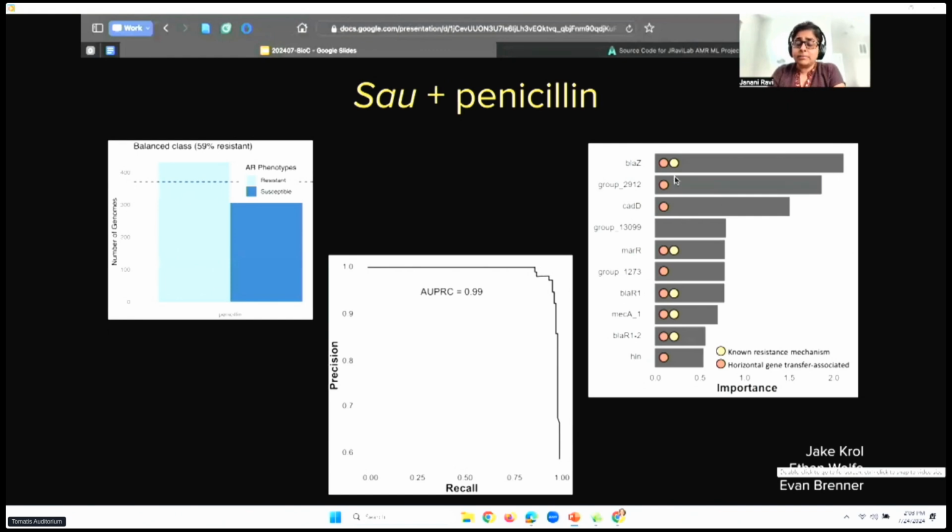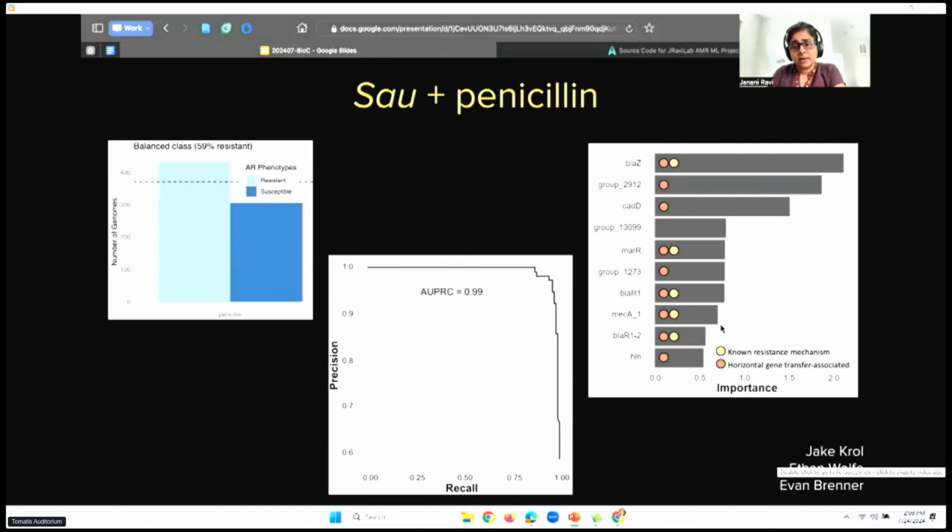And we were pleasantly surprised to see a lot of recognizable genes. Some of these genes that you see are all beta-lactam resistance genes, which is basically the drug class that penicillin belongs to. So that was a good proof of concept for us. And mecA is, again, part of the methicillin resistance, which is part of the penicillin class of drugs.